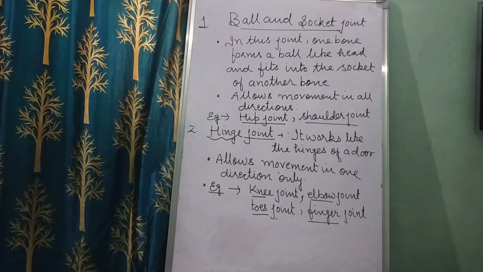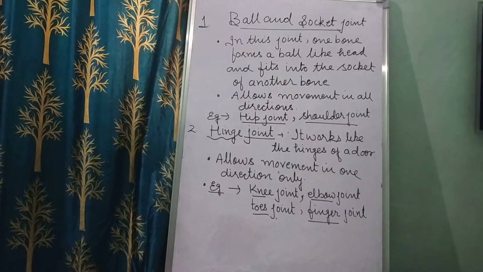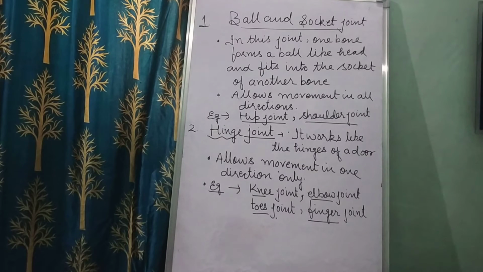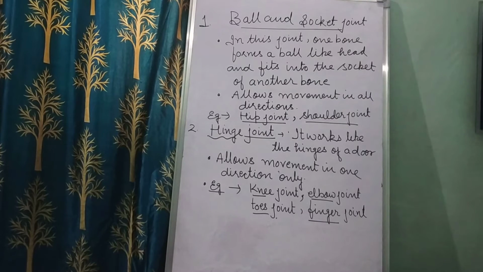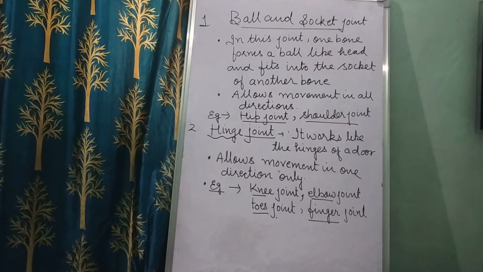So now the second type of joint is a hinge joint. Children, the hinge joint is basically found in the elbows, fingers, knees and toes of your body. It is like the hinges in a door. As you have seen, a door has hinges which help it to open and shut. In the same way, the hinge joints found in our elbows, fingers, knees and toes allow movement in one direction only. It will not allow movement in all directions. A hinge joint will allow movement in one direction only.